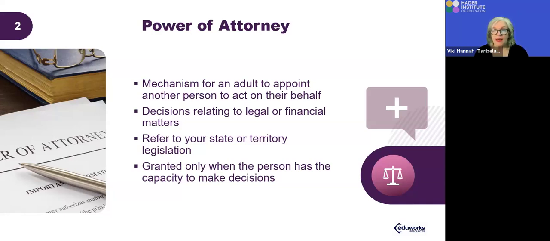Power of attorney is a legal agreement, and it requires someone of sound mind to be able to make that commitment. So refer to your state or territory. What does power of attorney mean where you live? It's only granted when the person has the capacity to make decisions. Otherwise, that would be an advanced medical order, and that requires other people as well.